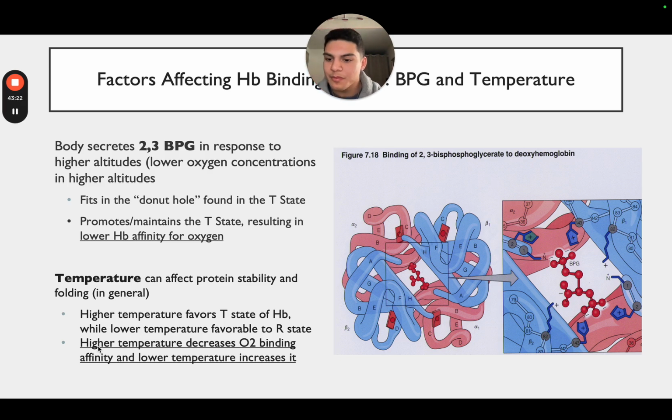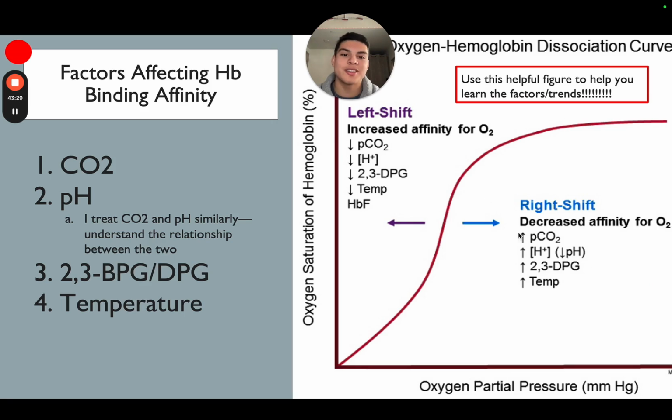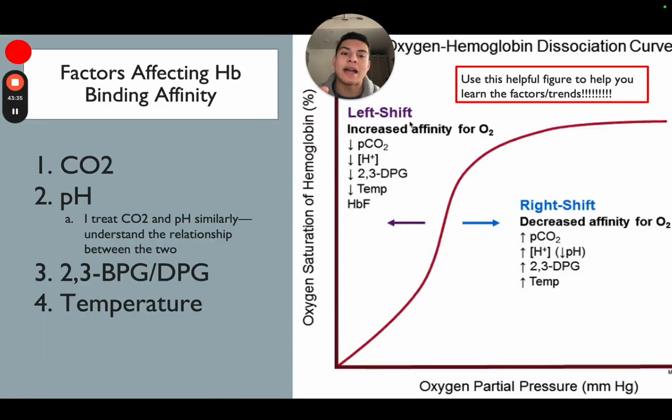And again, higher temperature decreases O2 binding affinity, and lower temperature increases it. So if you ever get confused, refer to this graph, memorize it, ground yourself in this graph, and then use these 2 slides to explain to yourself why each state is favored.